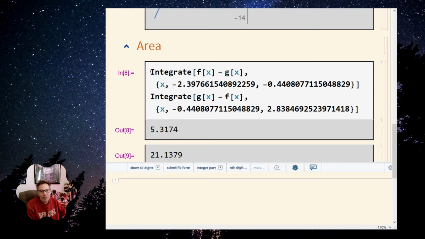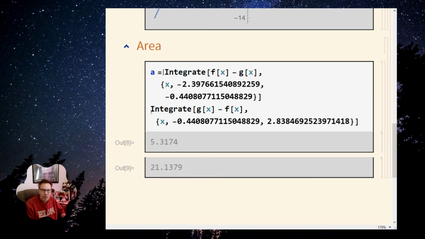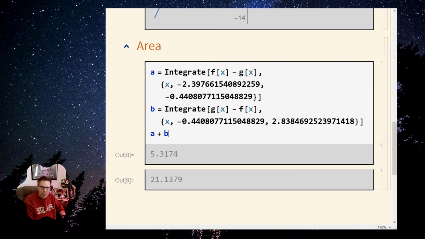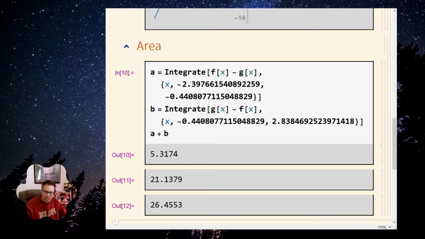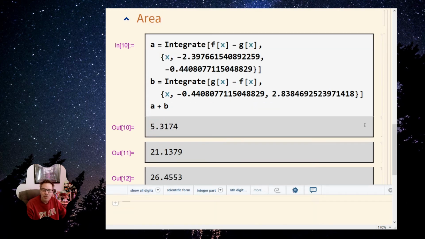Now, one thing I can do is, well, I'm just going to call this A and this one B. I'm just going to put A equals and B equals. So when I go down here, if I do A plus B, it's going to calculate that sum automatically for me. So now I have the area of region 1, the area of region 2, and the sum, the total area between the two curves.